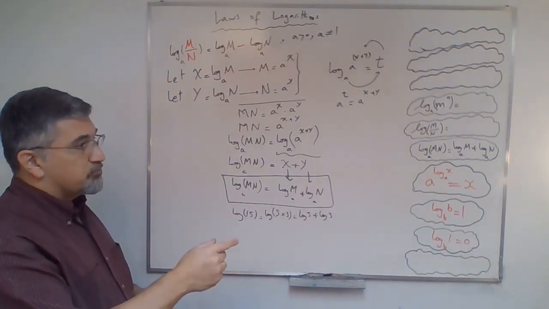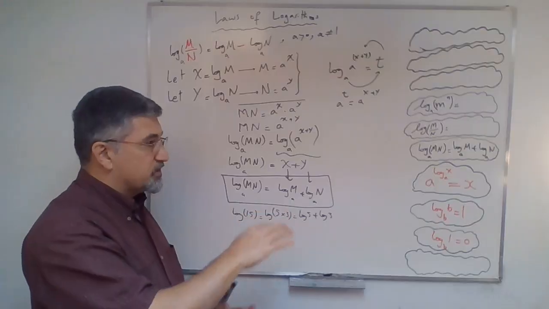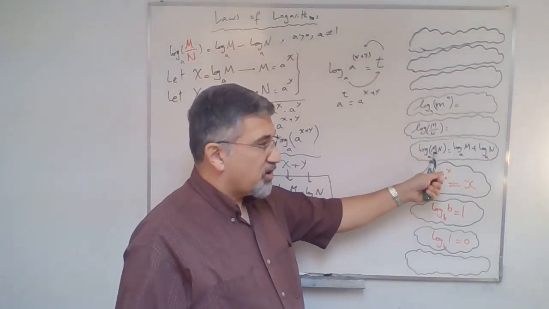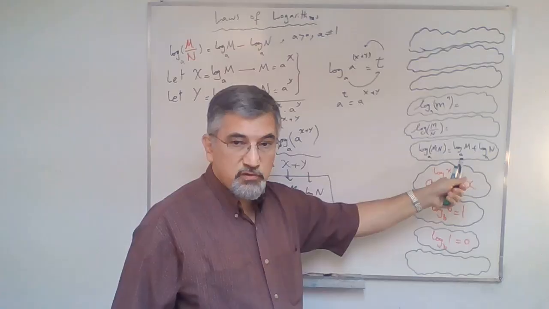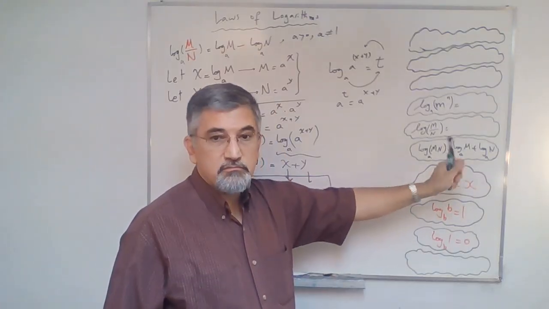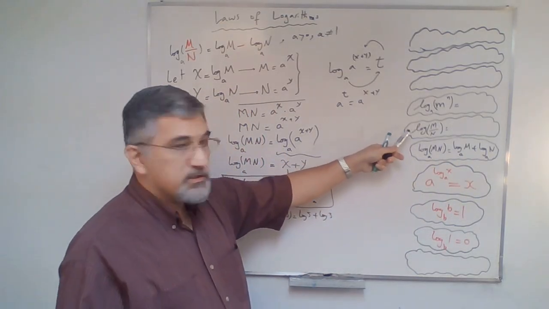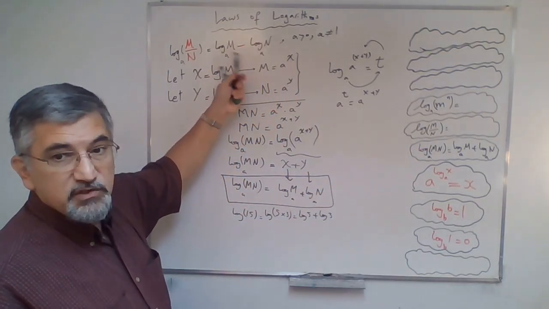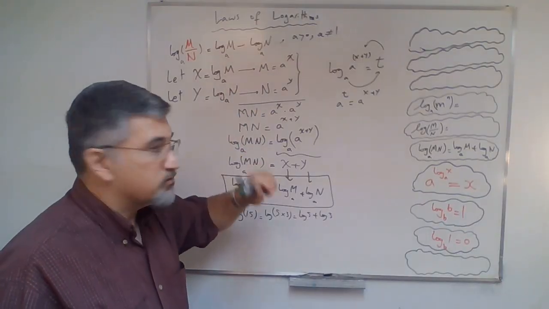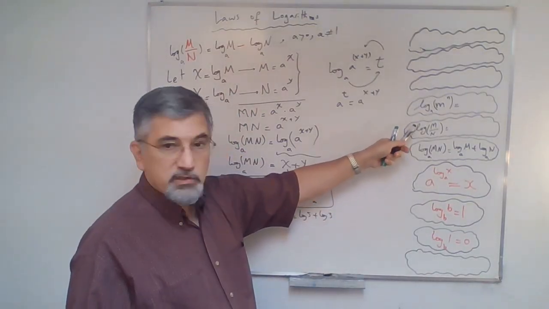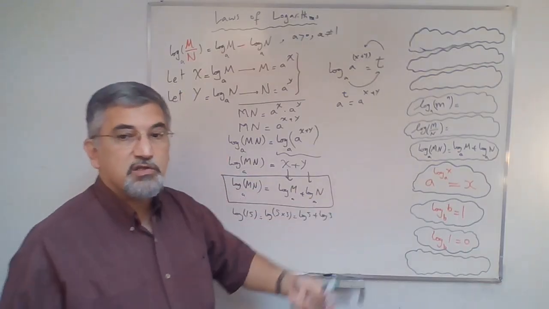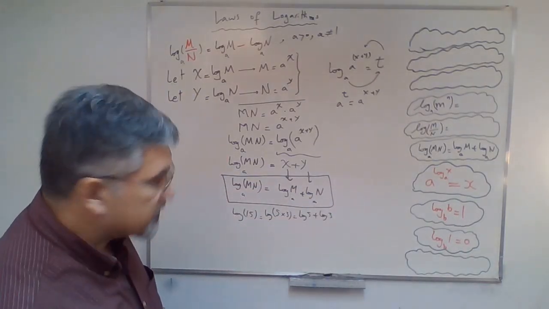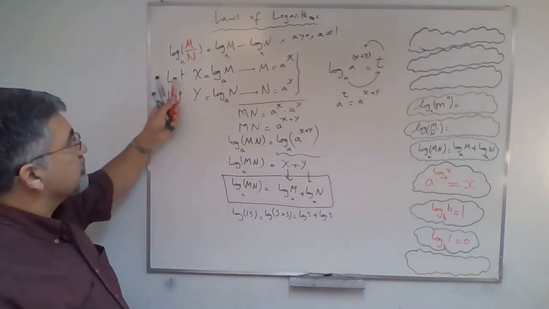So the product law of logarithm, we said that the log of a product equals the sum of the two logarithms of those two numbers. Now, in the case of the log of a quotient, it is going to be equal to the difference of the logarithms of those two numbers. So this is called the quotient law of logarithm. The other one was the product law of logarithm.